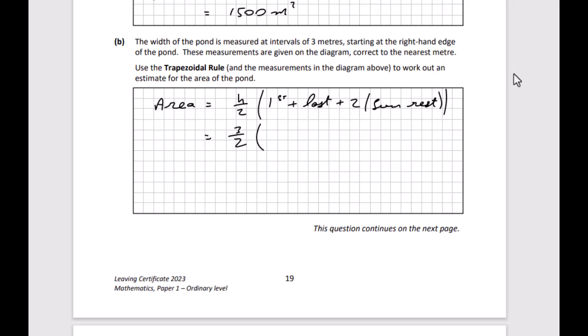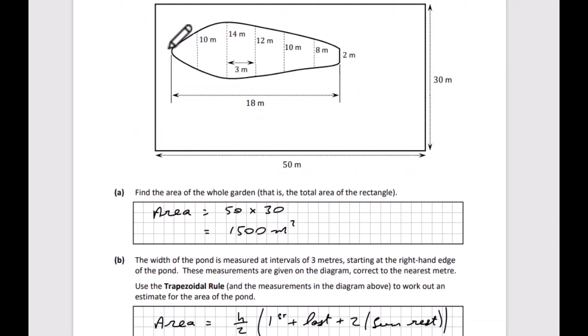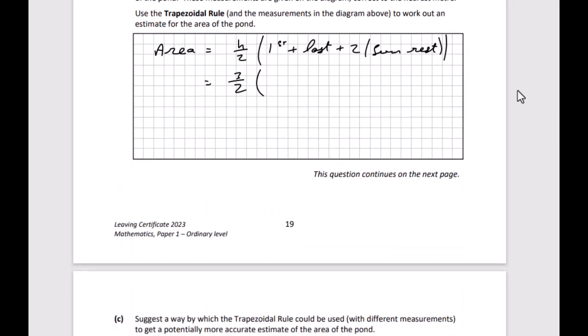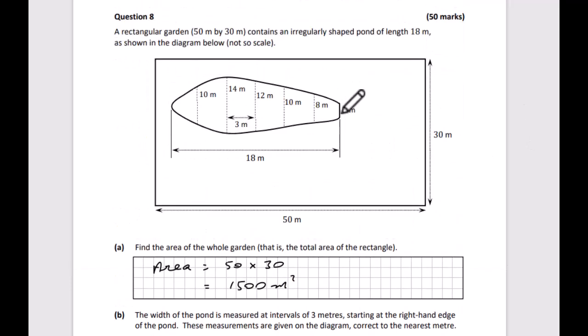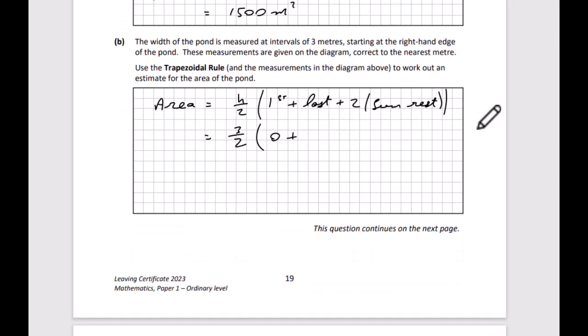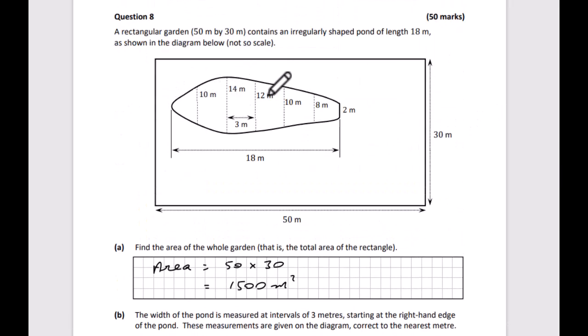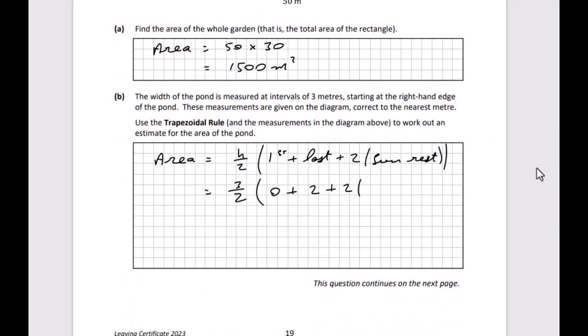So what do we mean by the first? The first is the first height here, and the first height here is going to be 0. So we're going to put in a 0 there. The last height we can see here is 2 meters, so that's going to go here. And then it's twice the rest of them added up. So we've got to add up 10, 14, 12, 10, and 8. That all adds up to 54. So we're going to put 54 here. And then when you do all of that, you get 165 meters squared.